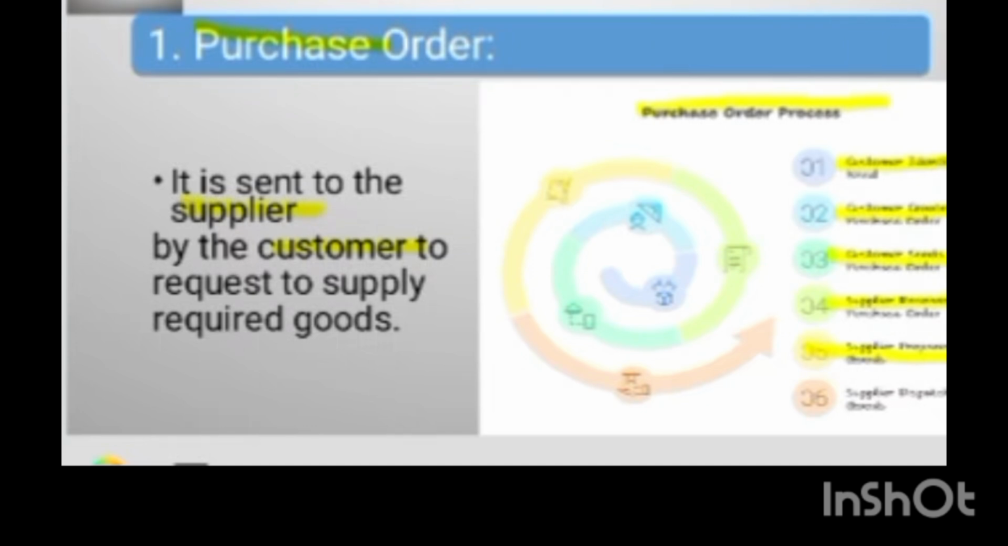The supplier or the seller will prepare the order, prepare the goods, prepare the items which are mentioned in the order. Supplier dispatches goods. Dispatches means he will send the goods to the purchaser. He will send the items to the customer, right? So this is the purchase order.